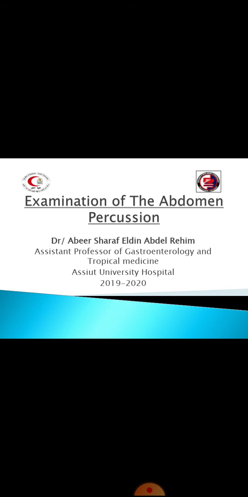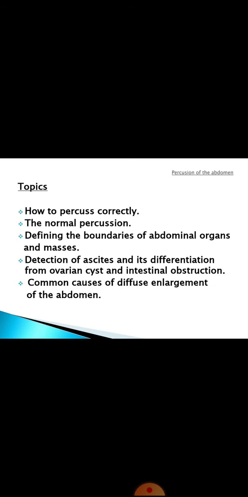Our topic for today is examination of the abdomen. We will discuss the topic of percussion. First, we have to know percussion correctly. Second is normal percussion. Then, defining the boundaries of abdominal organs and masses. Detection of ascites and its differentiation from ovarian cyst and intestinal obstruction. And then we will identify the common causes of diffuse enlargement of the abdomen.